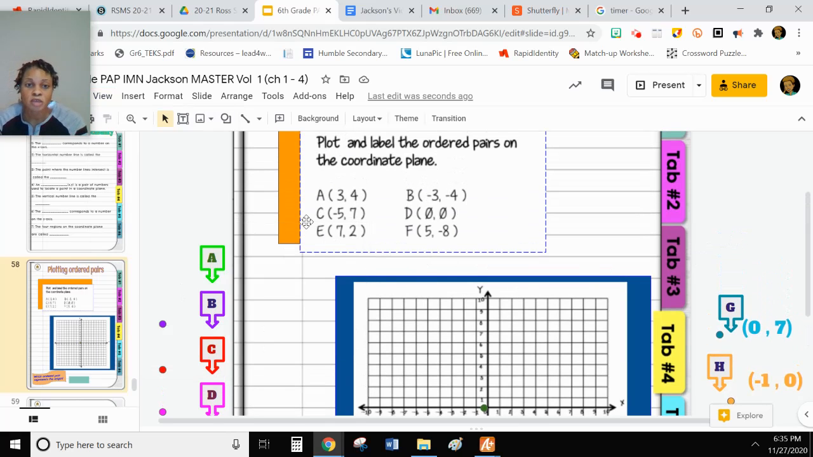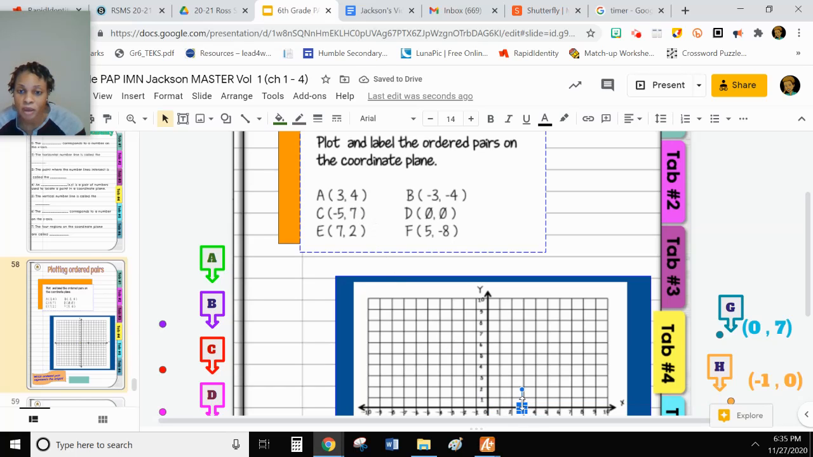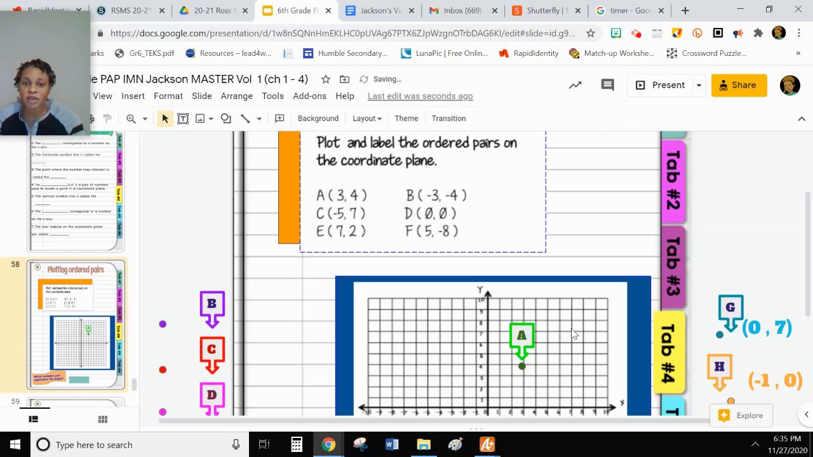I'm already zoomed in. The x coordinate tells us where to go, left or right, and the y tells us how to go up or down. So the x is a positive 3, so I'm going to go over to positive 3. And then the y is a positive 4. I'm going to go up positive 4. So that intersection of 3 and 4 is where A would be. So I'm going to grab A, and you're going to label it with the dot. That is where A would be.